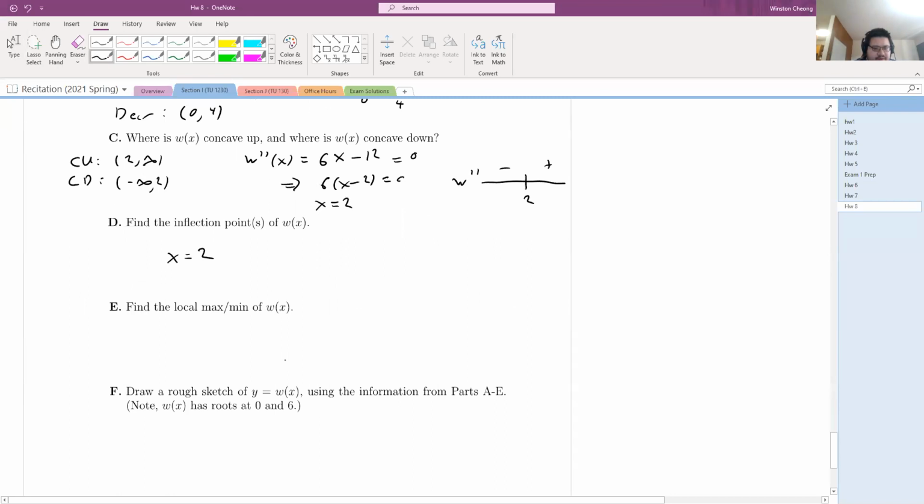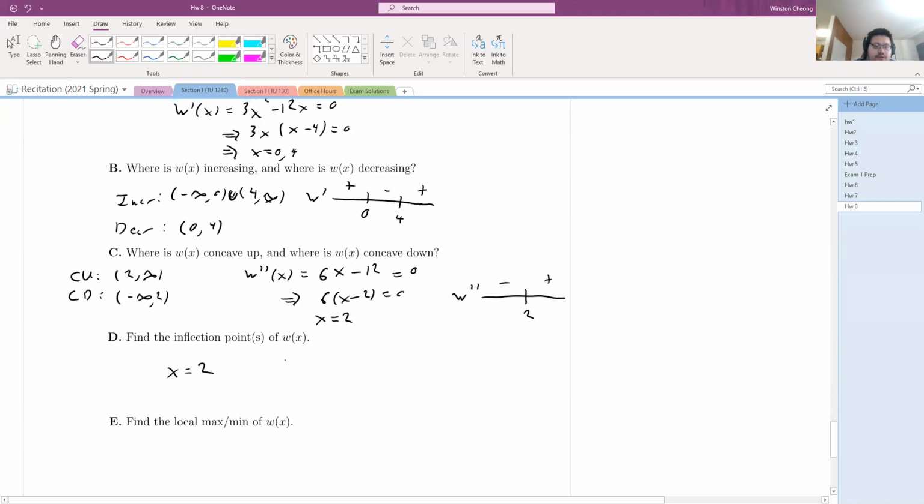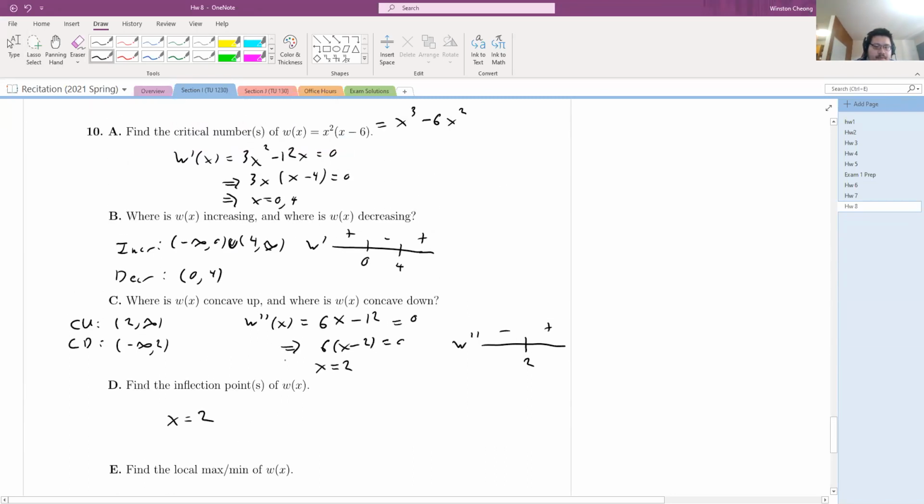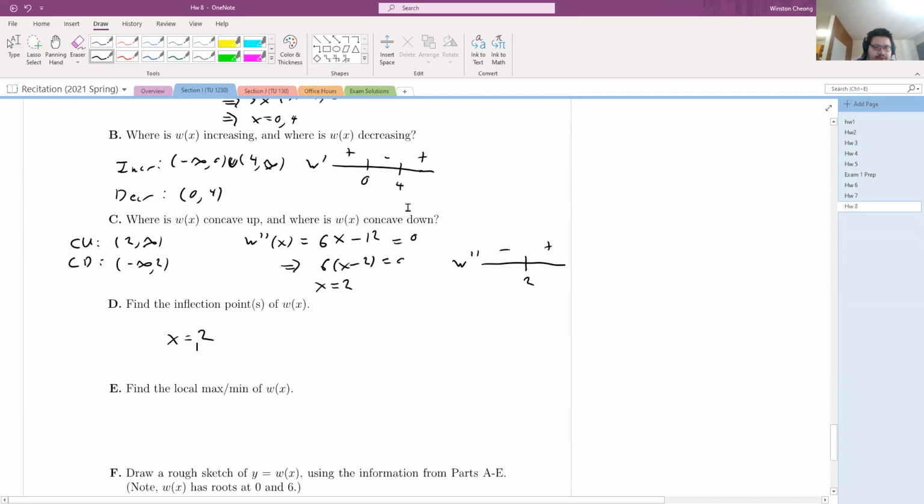Local mins and maxes, right. Well, that's going to be read off from the first derivative. So local min is going to be at x equals 4. Oh, wait, I'm putting it in the wrong spot. Local min is at x equals 4, yeah. And local max is at x equals 0.